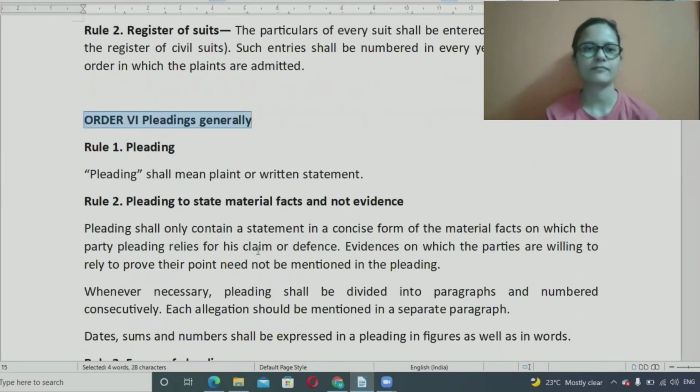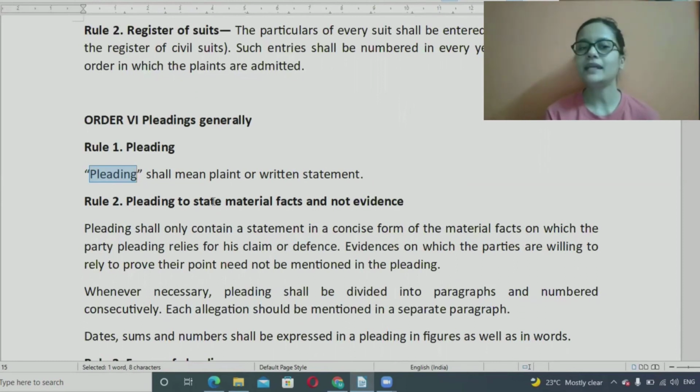Yes, ma'am. Okay. Order 6 is pleadings generally. So what is pleading basically? When we are presenting a case before the court, the plaintiff will write his own side of the story, that is called a plaint, and the other side also will write, that is a written statement. So it is called pleading. It may either be a plaint or a written statement, whatever it is.